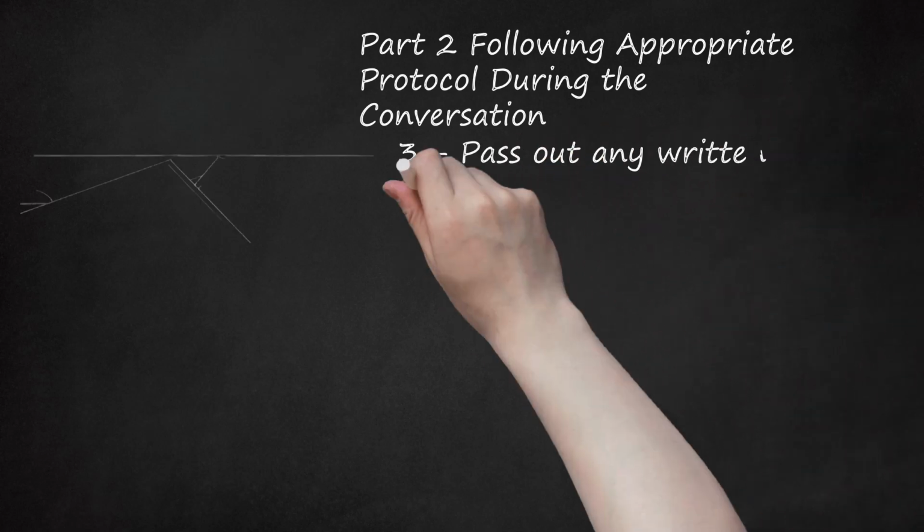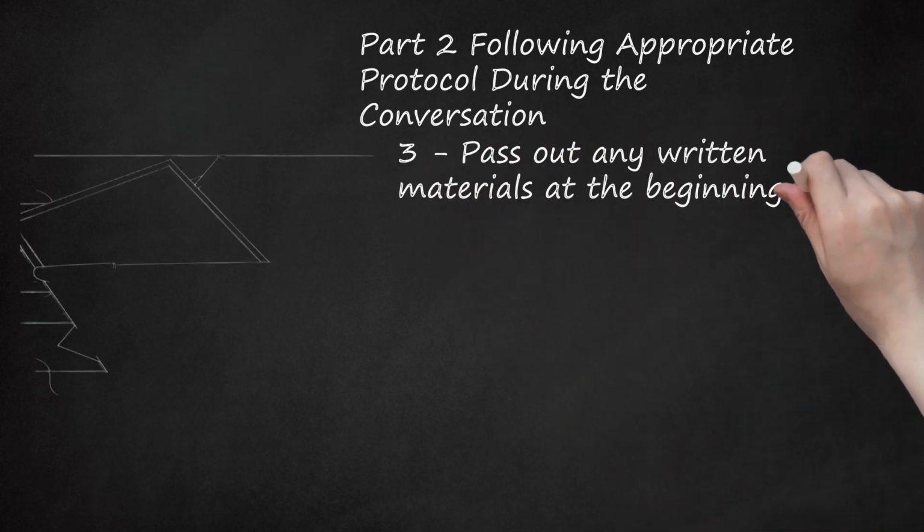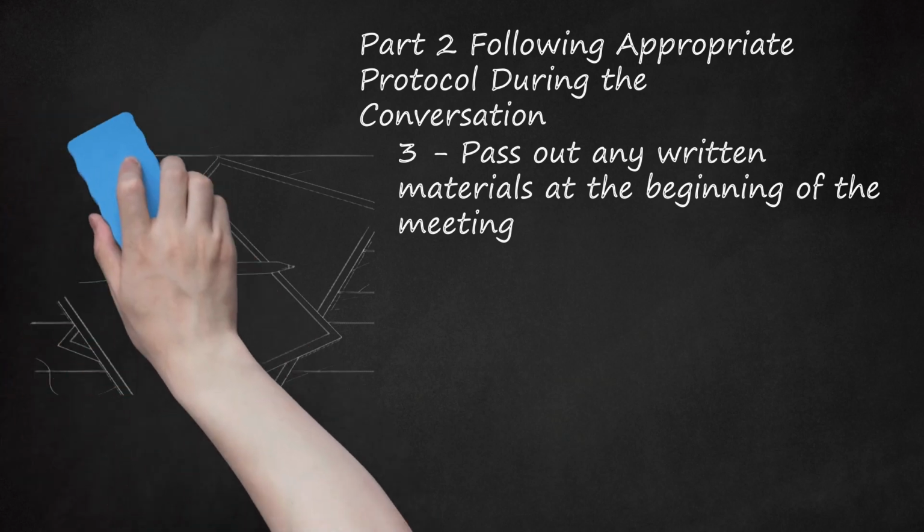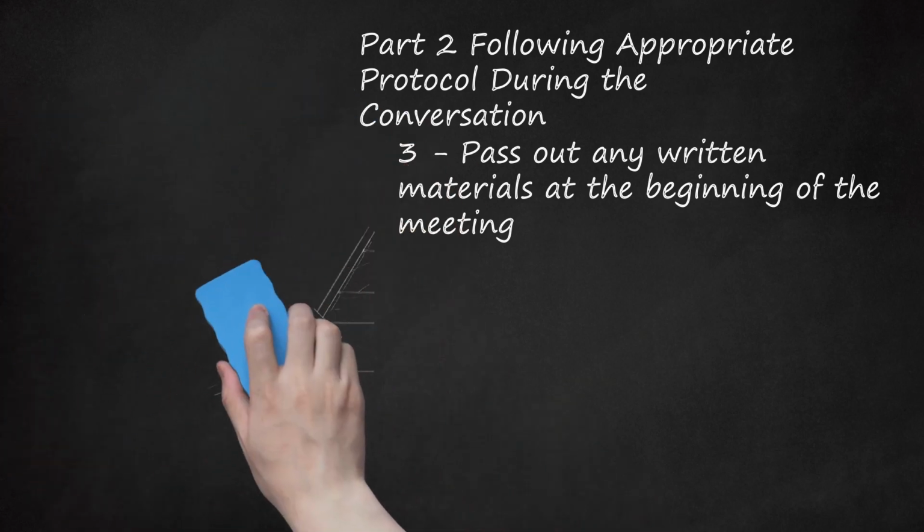3. Pass out any written materials at the beginning of the meeting. You should start the group meeting by handing out any written materials right away, as this will help the deaf person follow along and note anything if she misses the interpreter's signs. You may also want to create a clear itinerary for the meeting and hand it out so the deaf person is aware of what is going to be discussed.